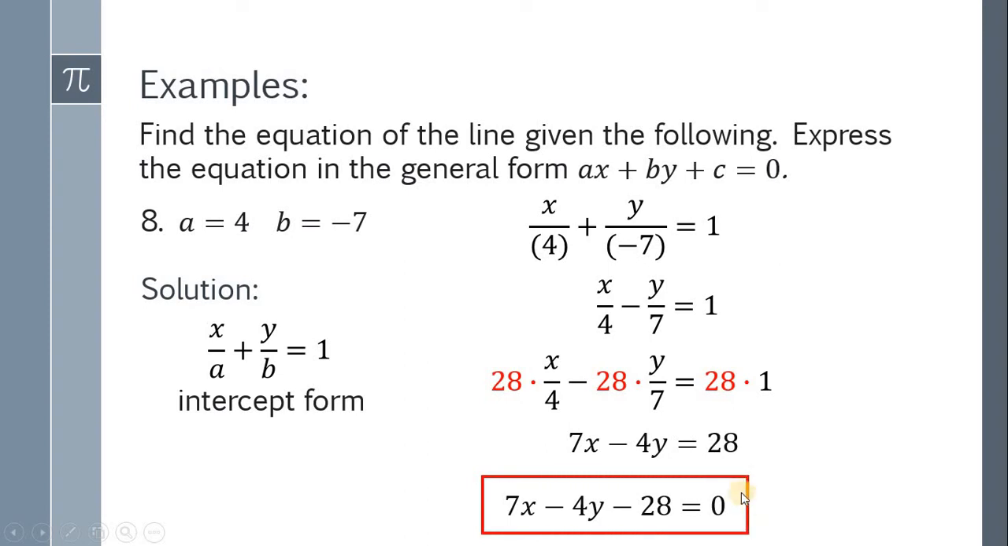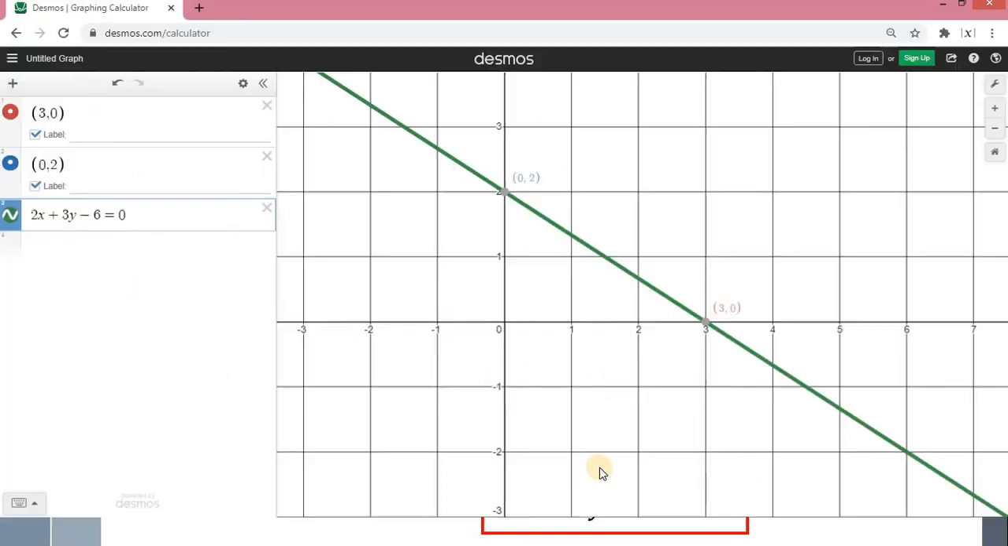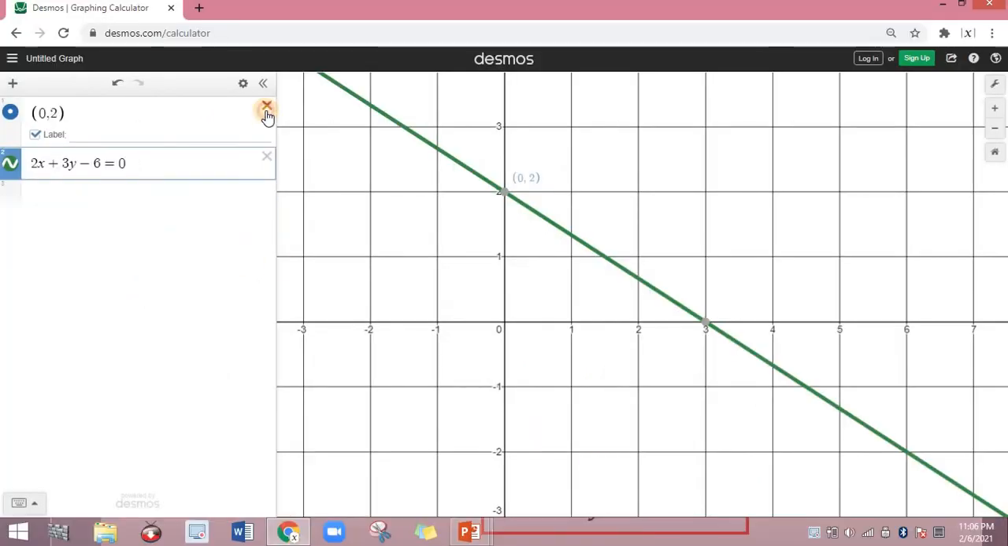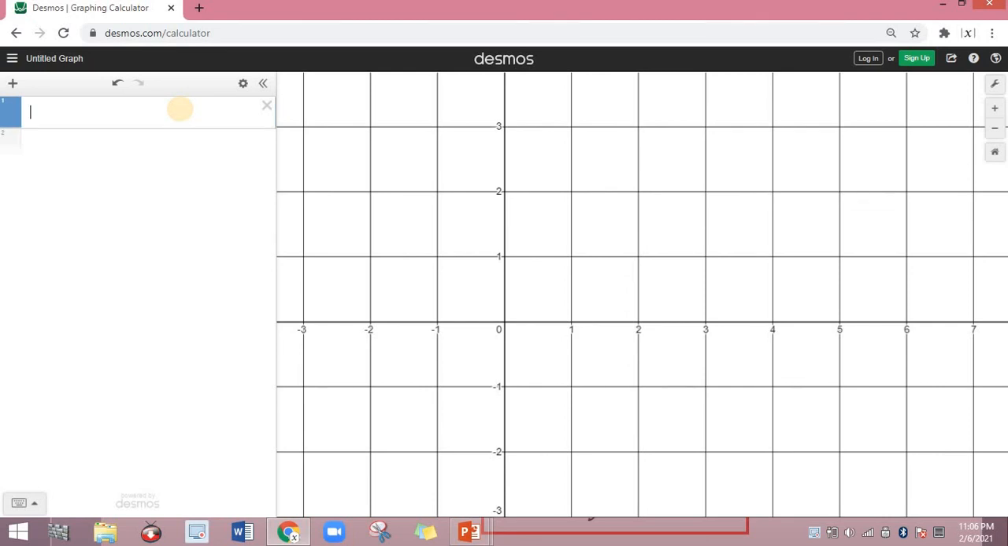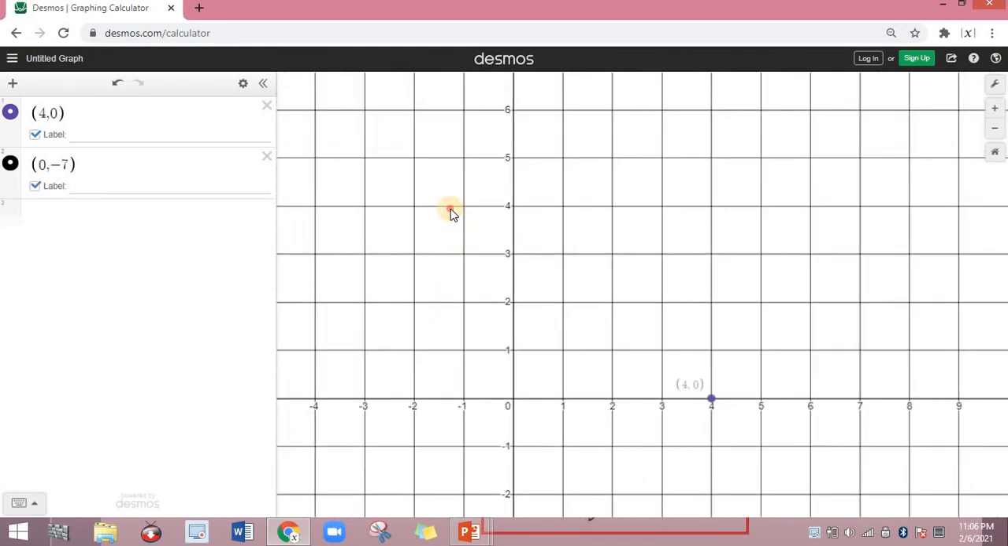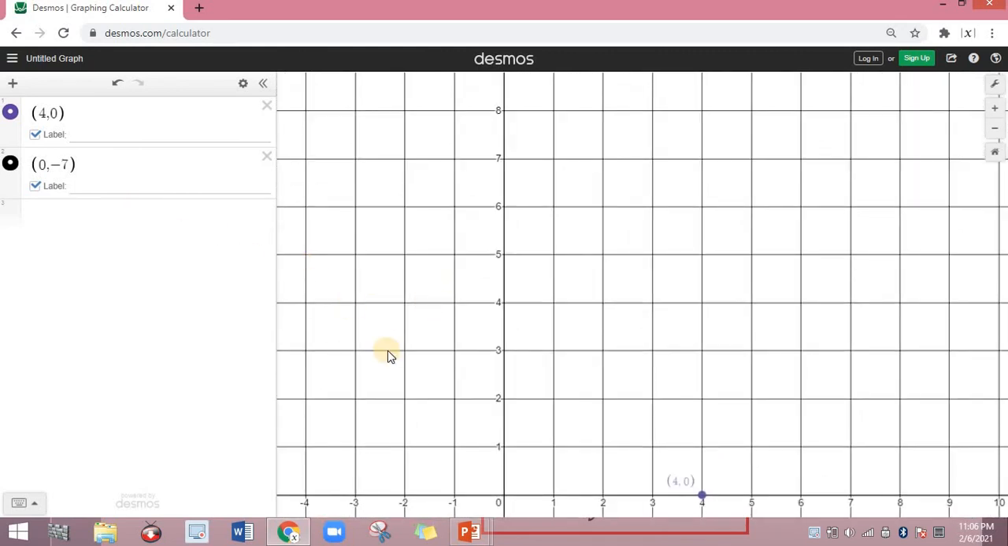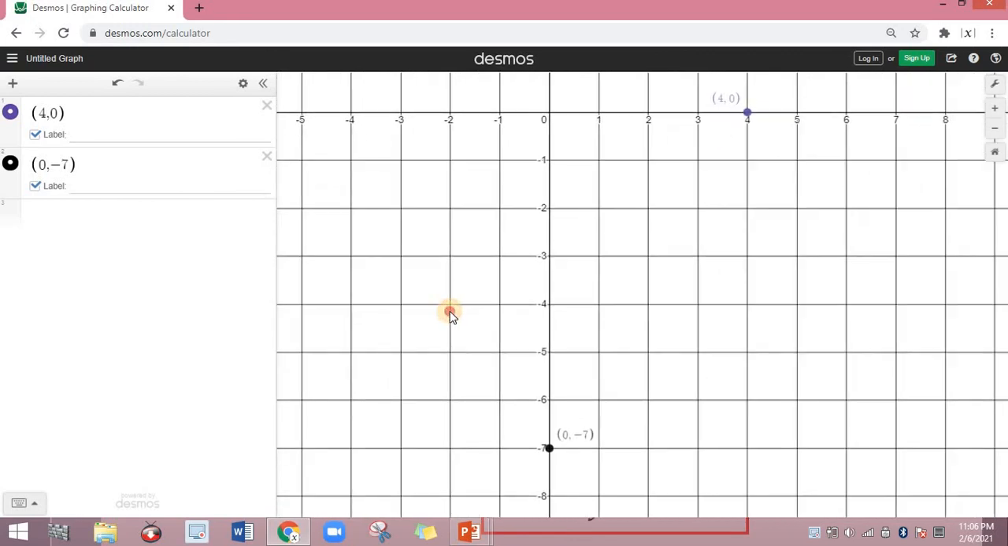Now, check natin sa ating Desmos. Yung given natin is x-intercept, (4, 0) yan, at yung y-intercept, (0, -7). Saka yung ating equation na nakuha. So, tanggalin ko muna itong mga given kanina. We have (4, 0), yung ating x-intercept. Lagyan natin label. Next, y-intercept natin, (0, -7). Lagyan din natin ng label. Asaan na yung y equals negative 7? Nasa ibaba pala siya. Yun.